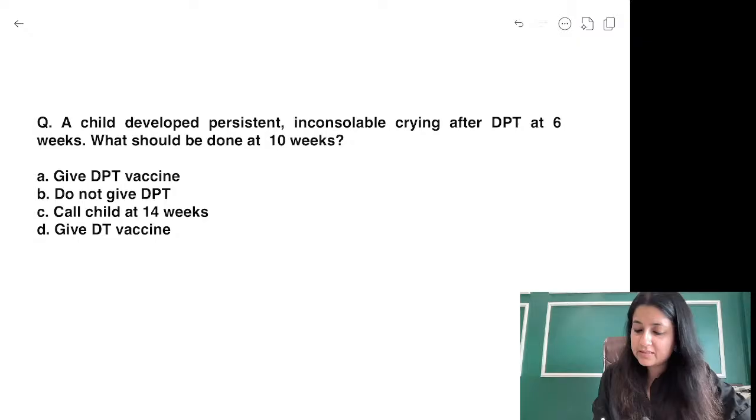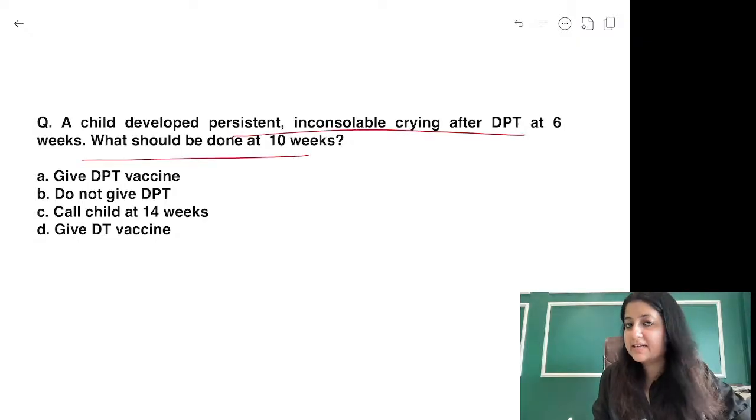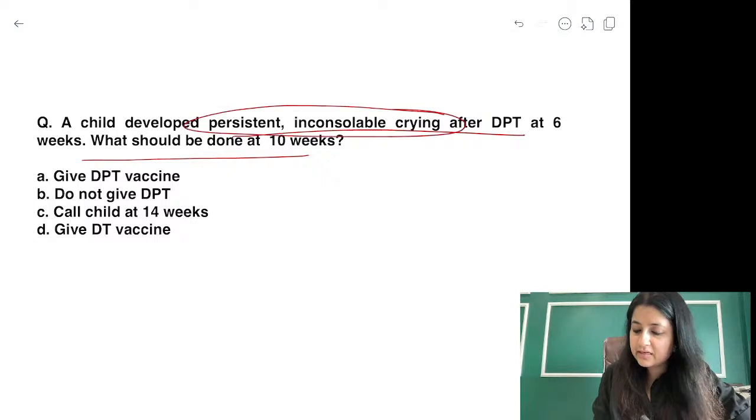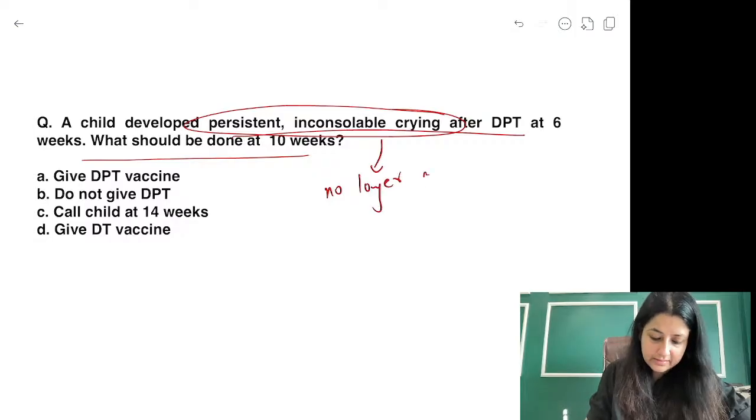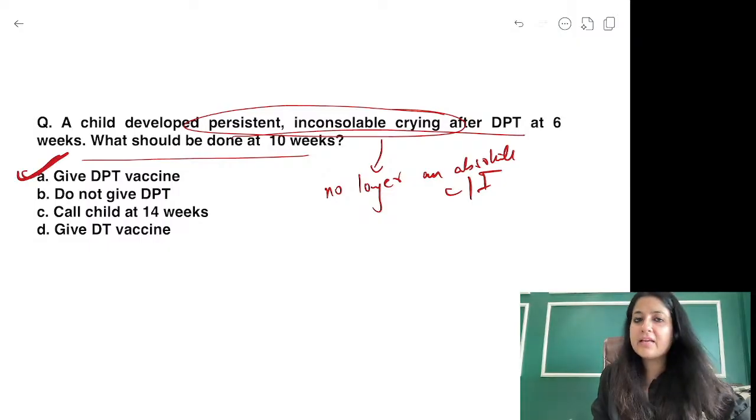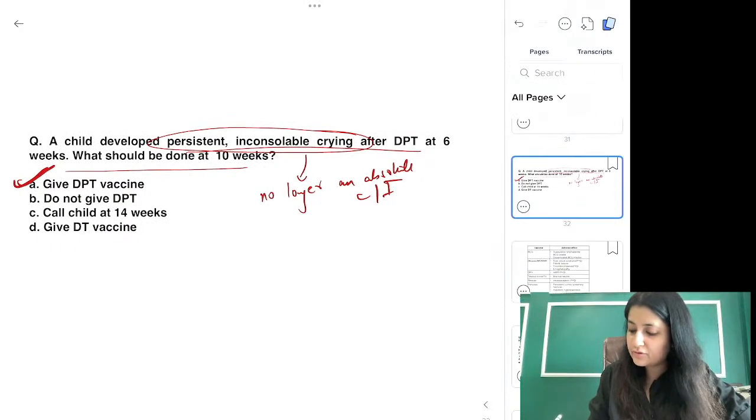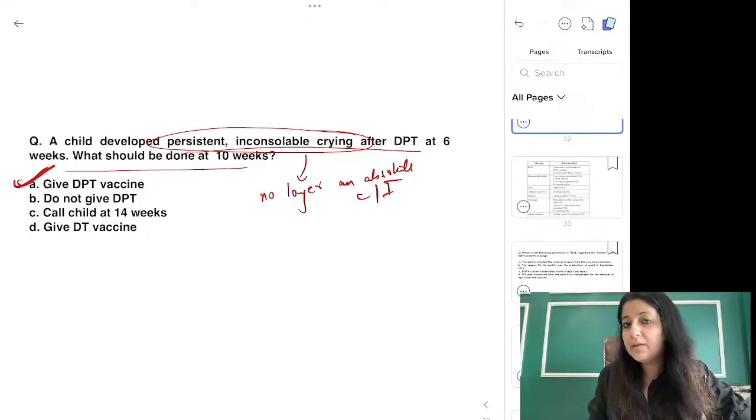A child developed persistent inconsolable crying after DPT at 6 weeks. What should be done at 10 weeks? Wanted to revise a thing. Persistent inconsolable crying is no longer an absolute contraindication. You will give DPT vaccine. That is why I gave them. Some of you are still writing to not give DPT. Persistent inconsolable crying is no longer an absolute contraindication to subsequent doses guys. So you will give it.